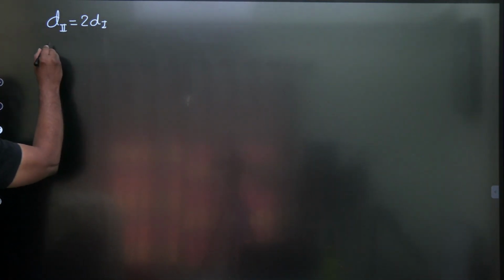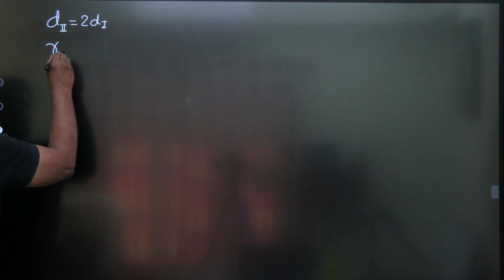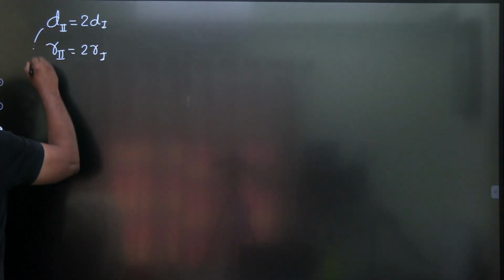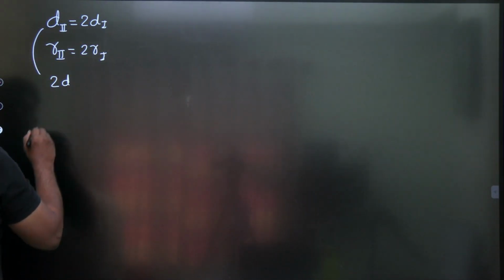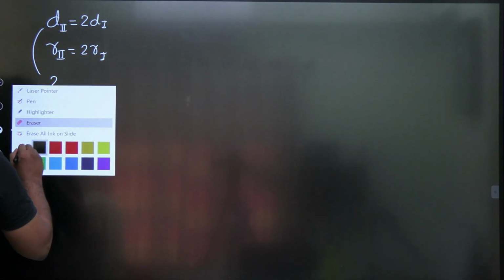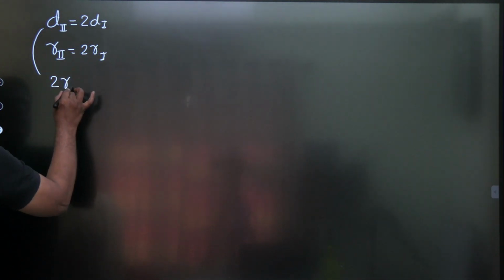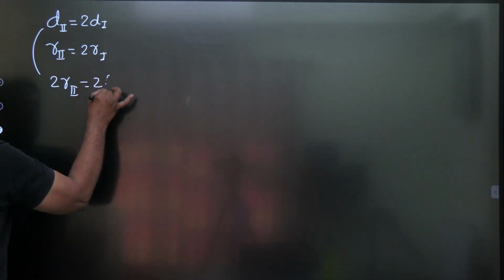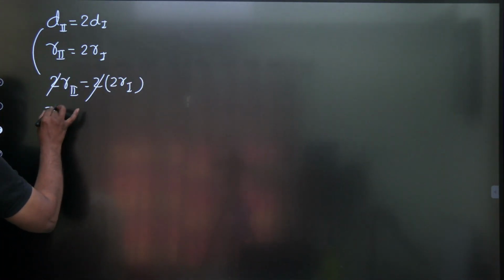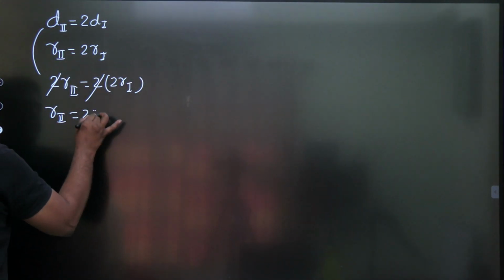So can I write the radius of the second pipe is twice the radius of the first pipe? Yes, because diameter is twice the radius. I repeat, my dear students, diameter is twice the radius, so 2 times the diameter of the first. Therefore, the radius of the second pipe is twice the radius of the first pipe.